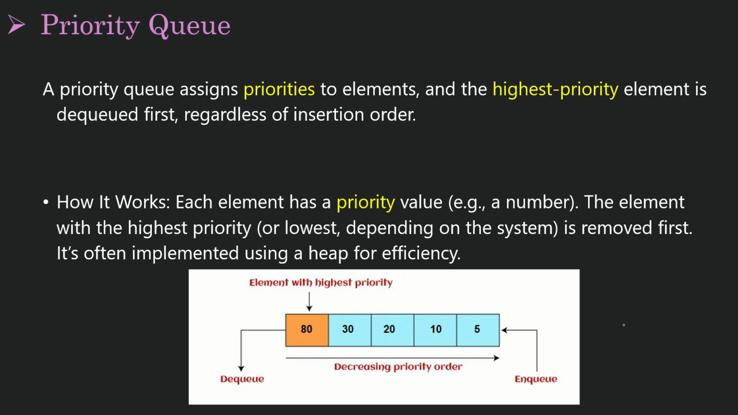Priority queue. A priority queue assigns priorities to elements, and the highest priority element is dequeued first, regardless of insertion order. How it works: each element has a priority value, for example, a number. The element with the highest priority, or lowest, depending on the system, is removed first. It's often implemented using a heap for efficiency.